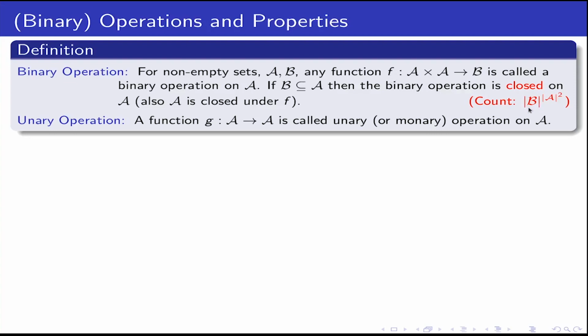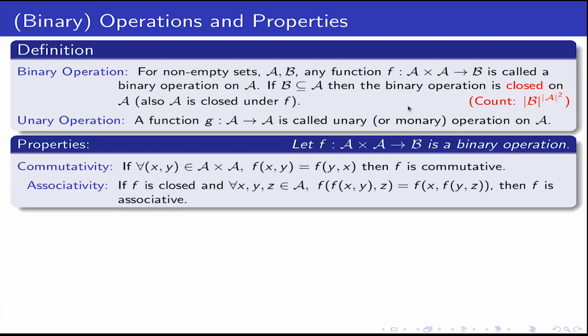The number of such binary operations possible is the cardinality of set B to the power of A squared. It is pretty straightforward, because the number of functions is the cardinality of B to the power of the number of elements in the domain. The number of elements in the domain here is A squared, as per the cross product. A unary operation, like unary minus, that is minus 2, minus 5, is a particular operation defined over an element of itself to itself. It's called unary or sometimes monary operation.